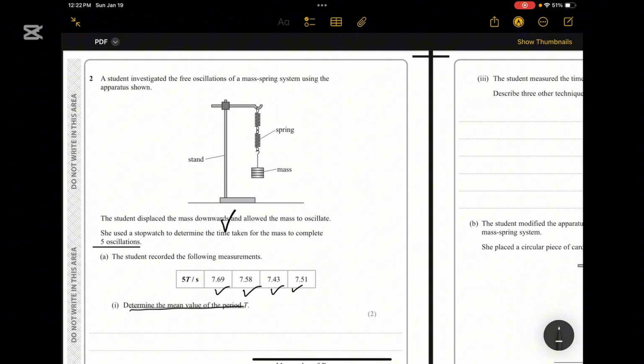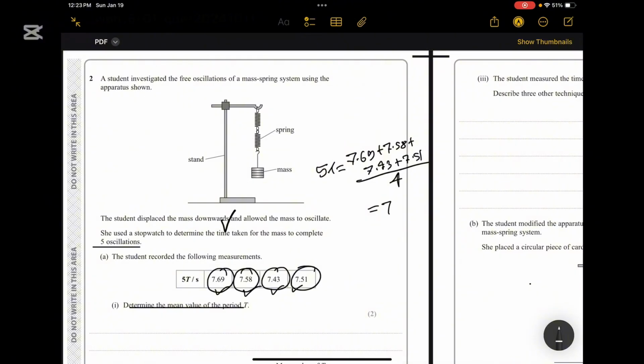Determine the mean value of the period T. So she has asked to find the mean value of period T. So this is 5T. We know 5T is equal to (7.69 + 7.58 + 7.43 + 7.51) divided by 4. There are 4 values, so divided by 4 is equal to 7.55 seconds.